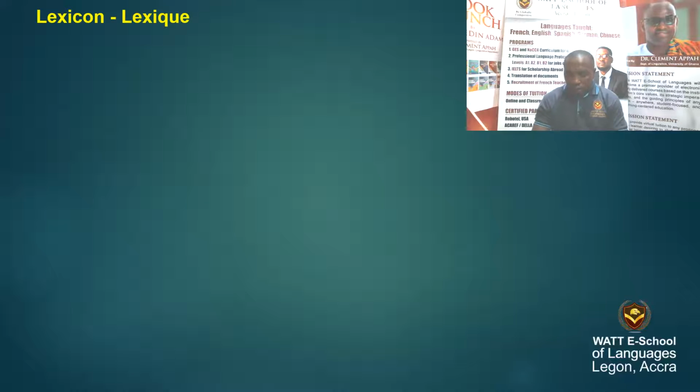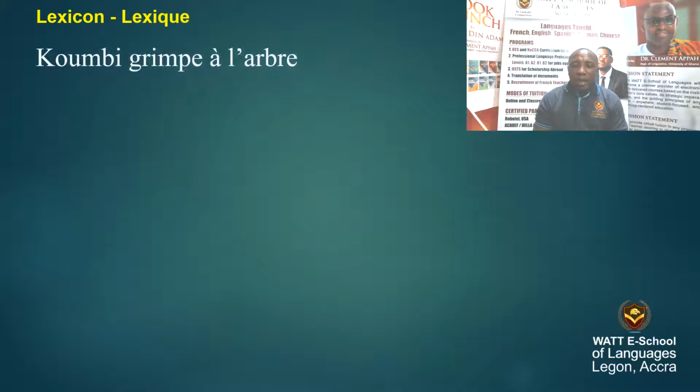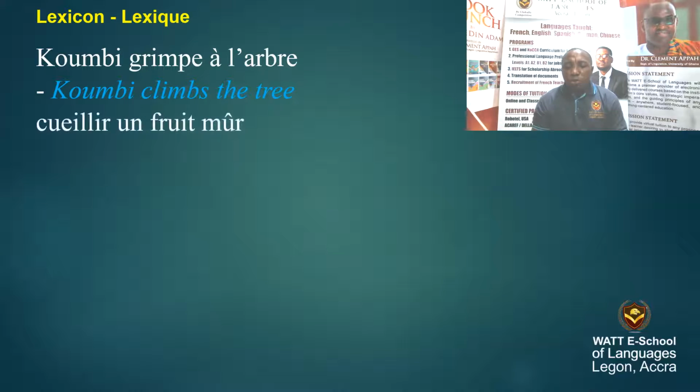Let's have a look at the lexicon here. I'm explaining the passage. Kumbi grem Allah. This sentence, what does it mean? It means Kumbi climbs the tree. Kumbi climbs the tree. This is the meaning. Now, cueillir un fruit mûr. It means to pluck a ripe fruit.